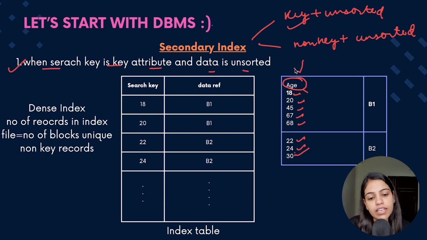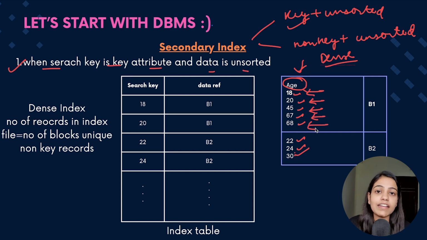Let's understand how the indexing will be done in this case. Here we can see that age has unsorted data, so we can use a dense index, and in this dense index we will provide an entry for each and every record present in our table. We just have to make sure that the entry is unique. There shouldn't be duplicate entries in our index table, only unique entries. So we'll go ahead and provide these entries in our index table.